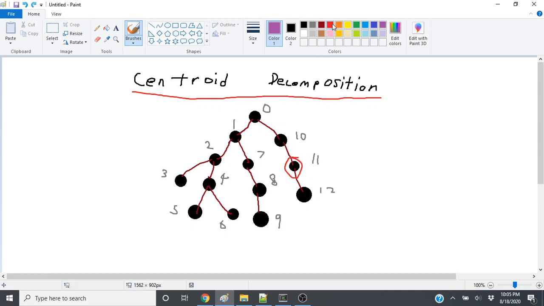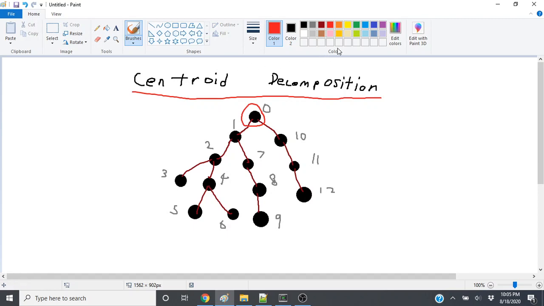So we're given that node 0 is initially circled, and we're just going to arbitrarily root it there. It doesn't really matter what we do with it. So, yes, that's the problem.